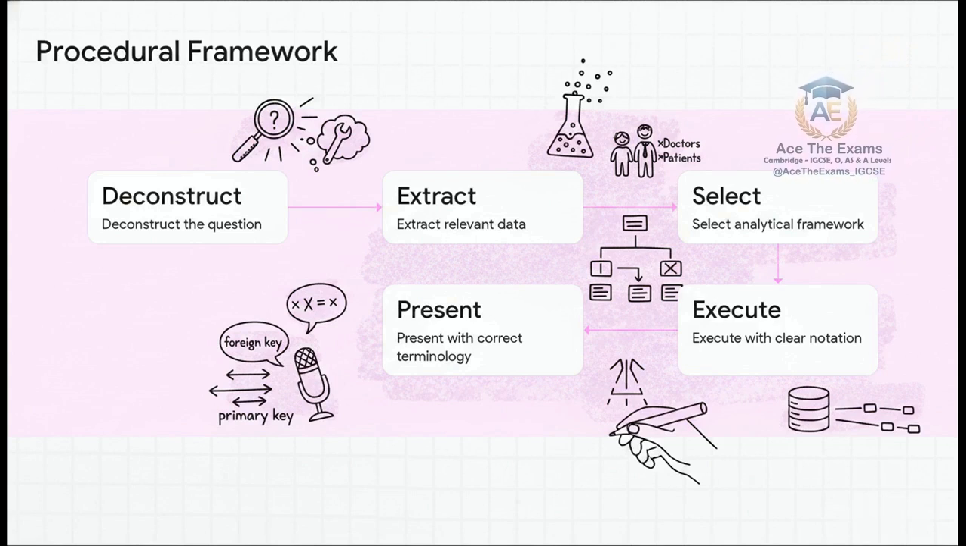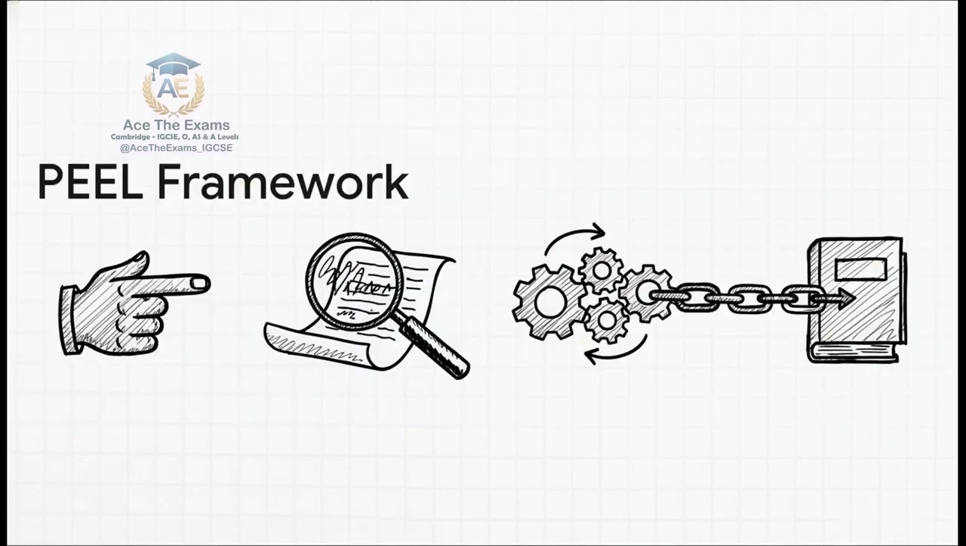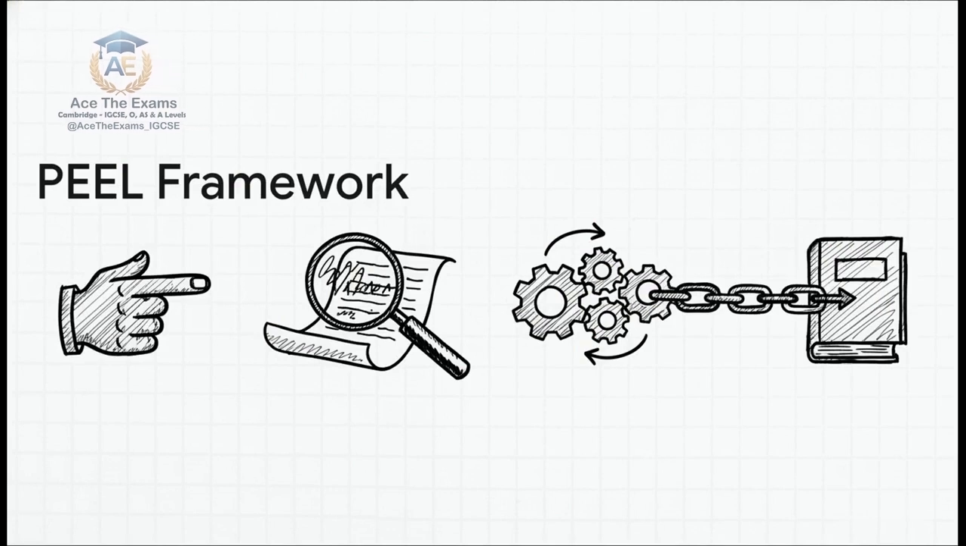Do not ever write something vague like, the data connects to the other data. You need to say, the foreign key in the many-side entity links directly to the primary key in the one-side entity. To make that presentation flawless, you need to integrate the PEEL framework. This ensures that your algorithmic thinking perfectly aligns with what the assessment objectives are actually grading. This is your ultimate structure for any written response.